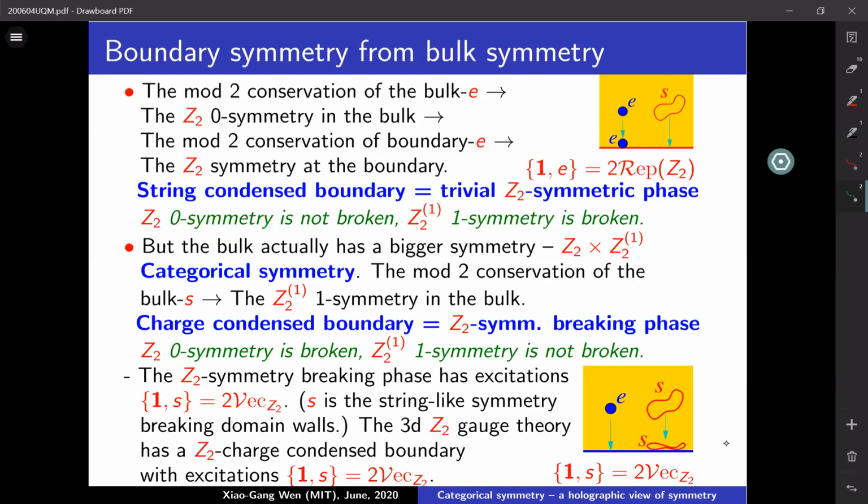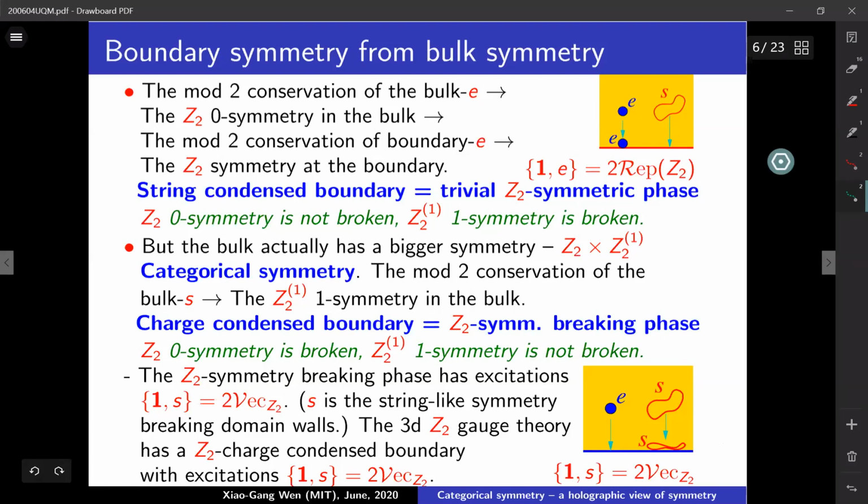To expose this Z2^(1) symmetry, we can simply consider another boundary which comes from the charge condensation. We can create another boundary for the Z2 gauge theory in three dimensions, 3+1 dimension, where the Z2 zero symmetry is spontaneously broken, but the Z2^(1) symmetry is not broken, because here the string survives at the boundary. So the boundary has a string. The boundary excitations are formed by nothing and a string excitation. The boundary is 2D, remember.